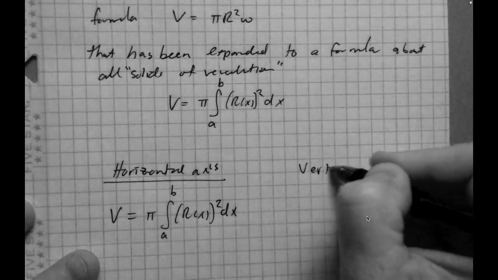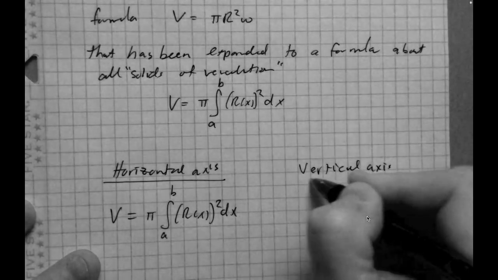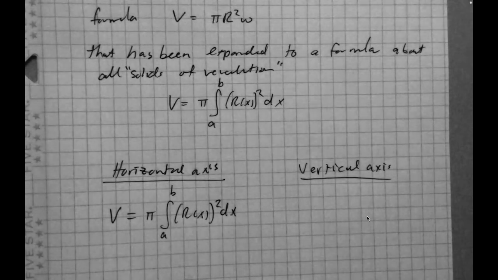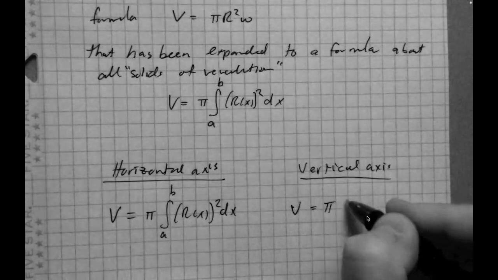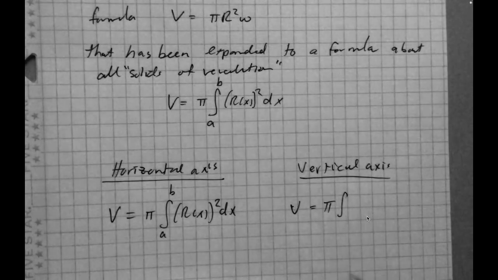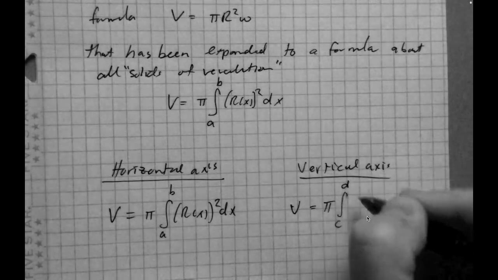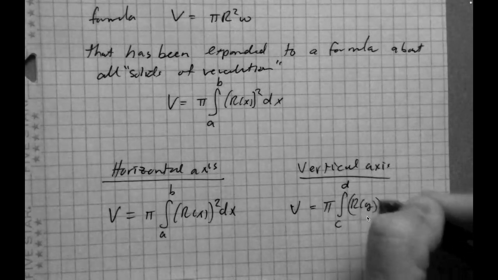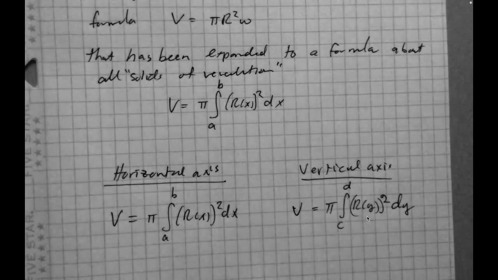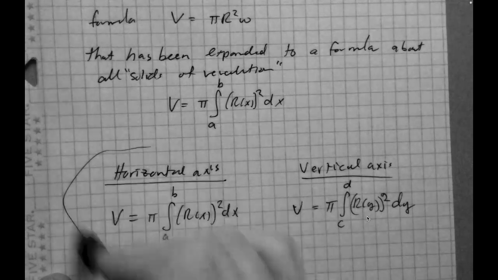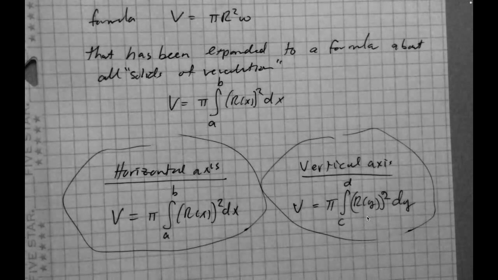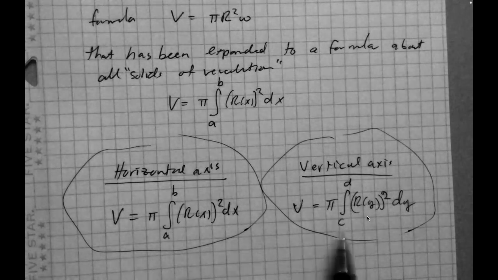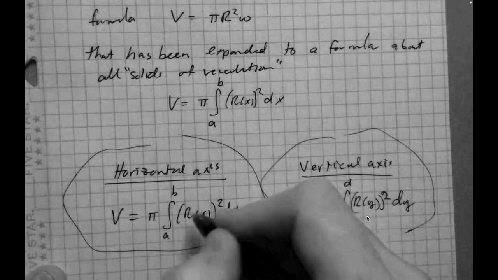If the axis is vertical, then that means the formula will change, and instead of integrating with respect to x, we'd be integrating across the y-axis. And so we'll write c to d of r of y squared dy. Okay, so we'll talk about this in a second, but these are the two basic flavors of the disk method, right? And actually, this is a particular case of the disk method, which we'll talk about in a moment as well.